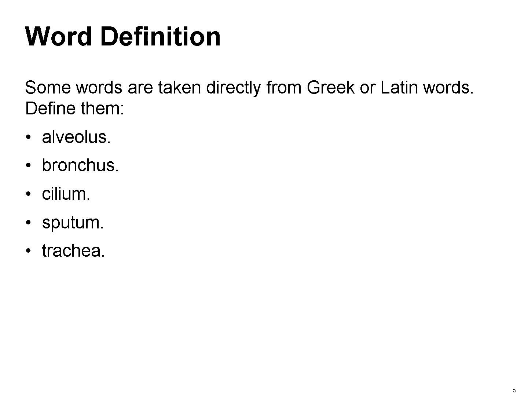Cilium, Latin for eyelash, refers to the tiny, hair-like structures that line the respiratory tract and help move mucus. Sputum, from Latin, meaning to spit, the mucus or phlegm that is expelled from the respiratory tract. Trachea, Greek for windpipe, the tube that connects the larynx to the bronchi, allowing air to flow into the lungs.